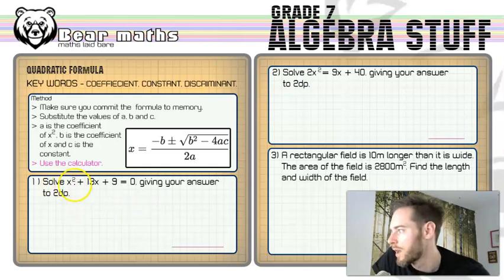So solve this, giving your answer to 2 decimal places. There's your clue, right? A lot of people do try and factorize these. Don't, because you can't, right? Not possible. We have to use the quadratic formula.